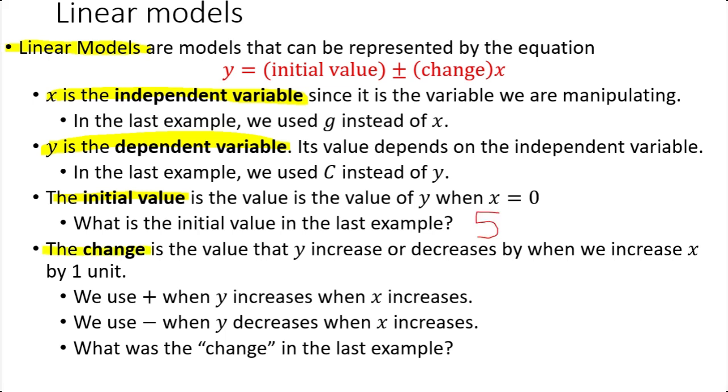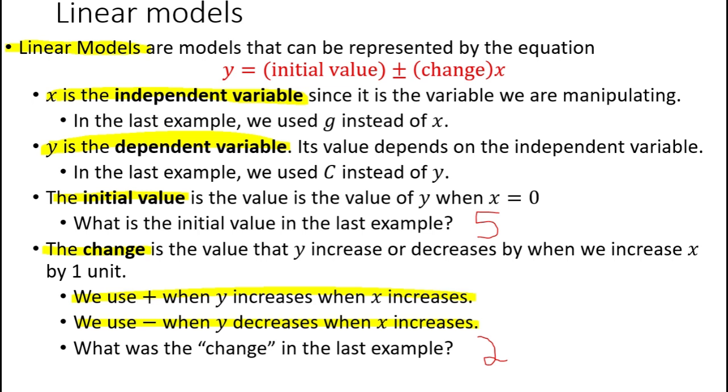That was $5. The change is the value that y increases or decreases by when we increase x by 1 unit. In the equation, we use plus when y is supposed to increase when x increases, and we use minus when y decreases when x increases. So thinking back to the last example, what was the change? In the problem, we were told that for every gallon of gas, we had to spend an additional $2. So our change was $2.